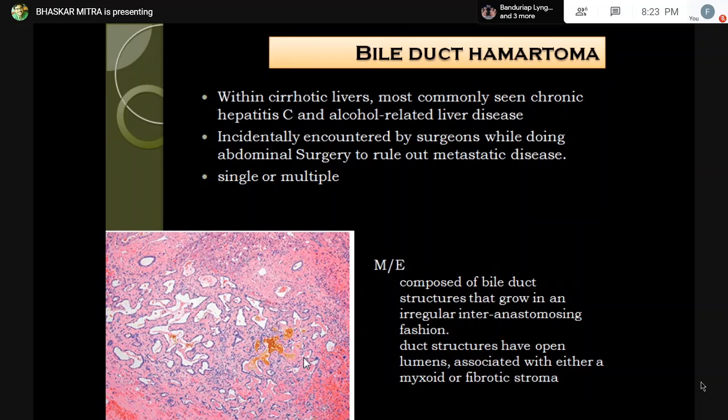These are usually multiple. They may occur in a cirrhotic liver. Incidentally, the surgeons remove them as metastatic nodules. They consider there is a single or multiple nodule in the liver, and they remove it as a metastatic focus in conjunction with some other carcinoma. And in the histopathology, we find these ductules, benign-looking cellular lining, open lumen containing bile. These are the bile duct hamartomas.